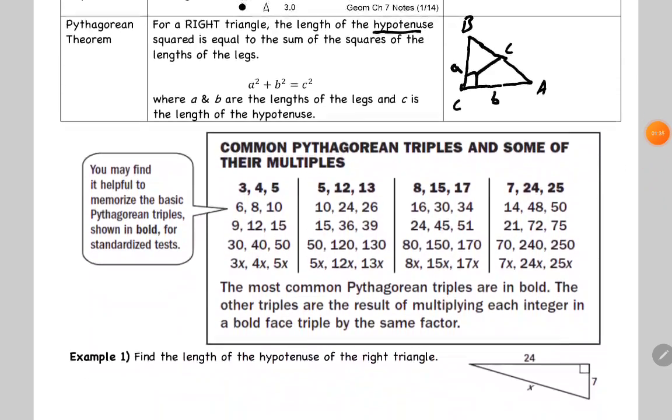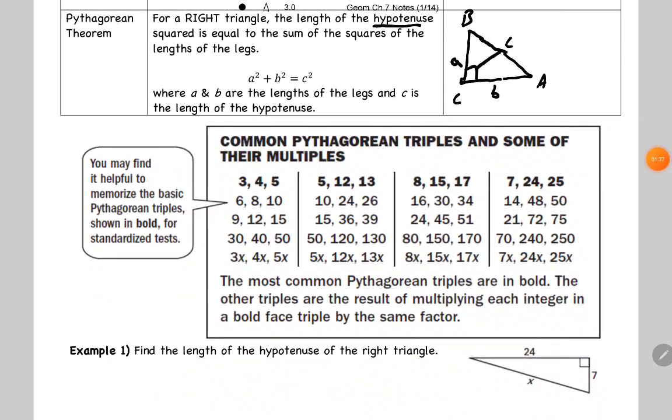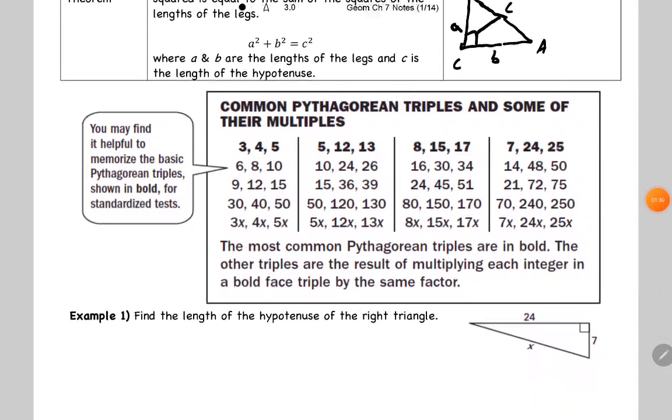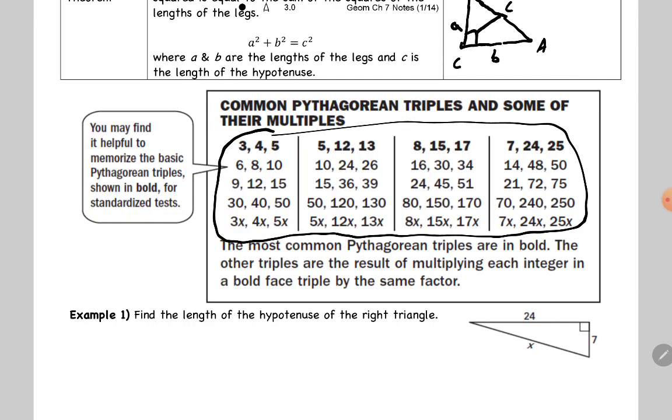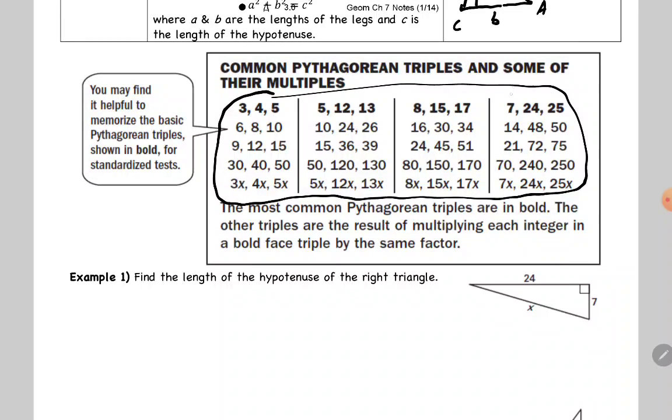So Pythagorean triples are three numbers, a, b, and c, that satisfy the equation. And if you ever recognize any of these numbers, it'll help you solve these equations faster. So for example, 7, 24, 25. If you look at the triangle in example 1, we have 7, 24, and they're asking, what is the missing side here? Well, we know it to be 25.